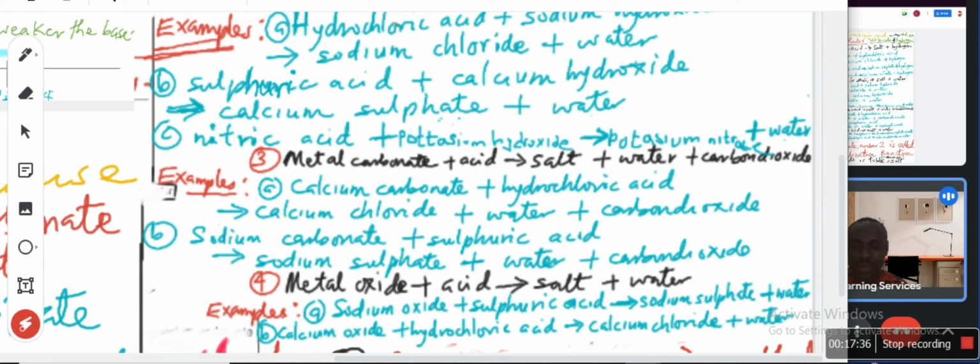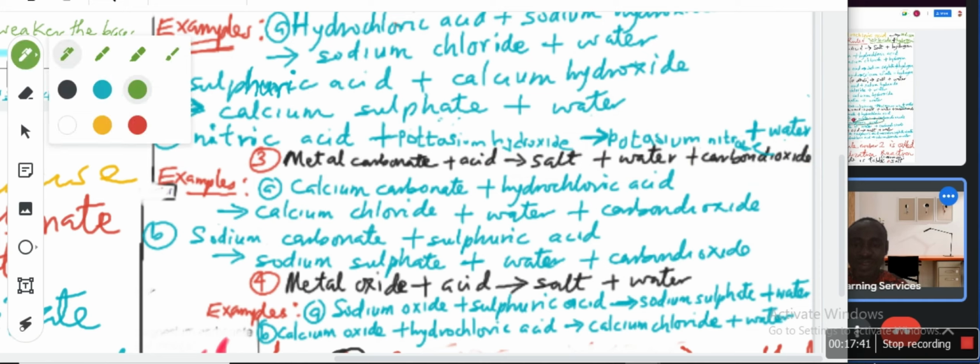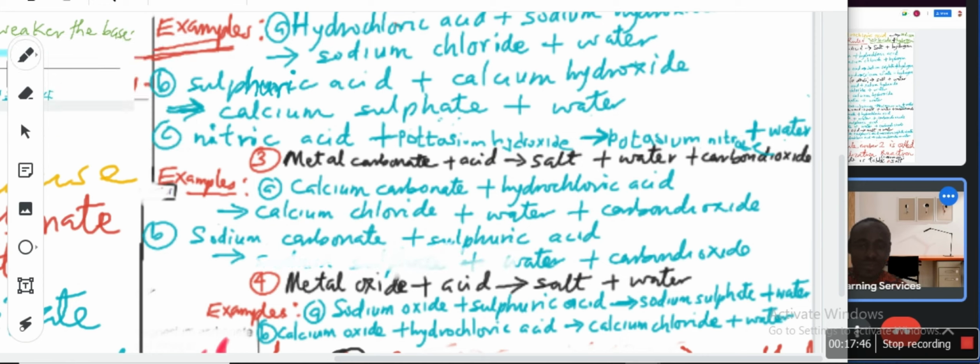So another example is sodium carbonate plus sulfuric acid. Let me see if you'll be able to get it, though you will still take some questions. Sodium carbonate plus sulfuric acid gives you what? Sodium sulfate. Good. Plus water plus carbon dioxide. Excellent. Sodium sulfate plus water plus carbon dioxide. That's cool.